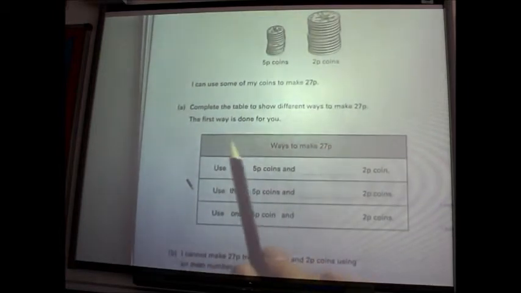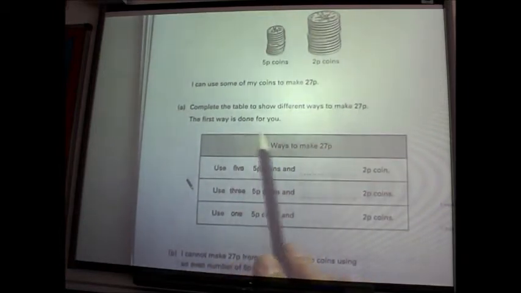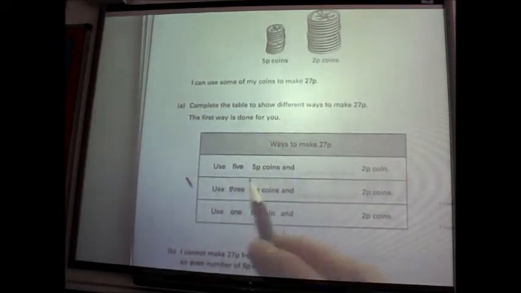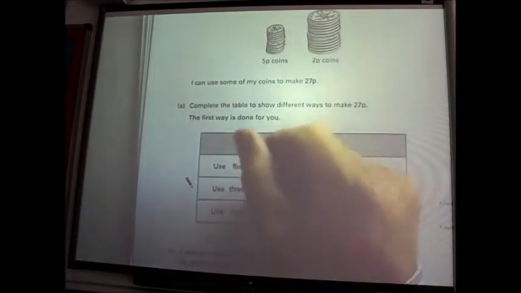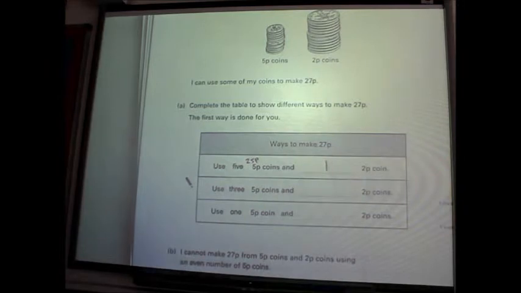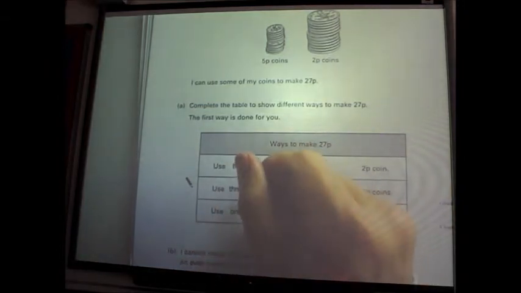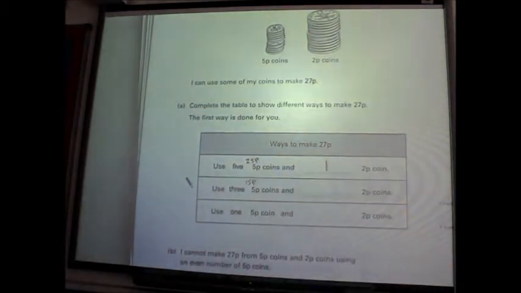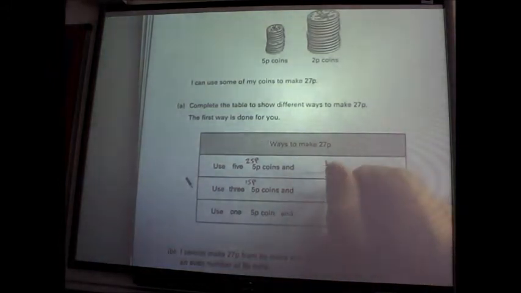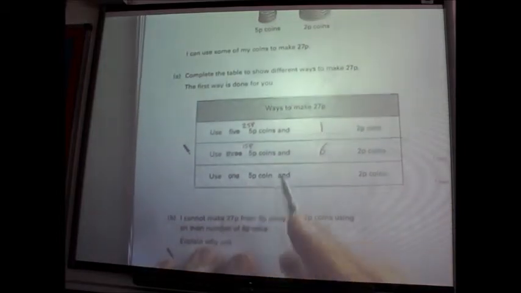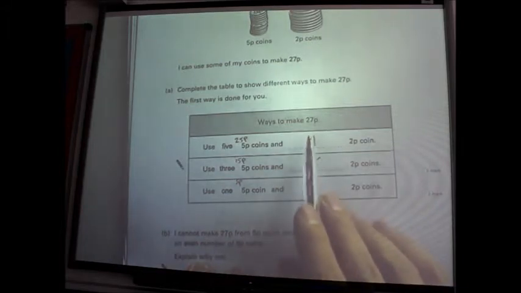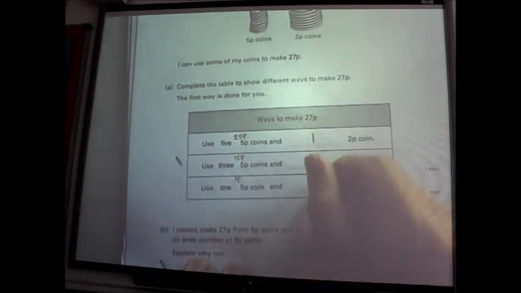The first way is done for you. So use 5 5p coins. In your head you need to be thinking, well, that's 25p. So how many 2p's do I need? Well, you need 1. 3 5p's, 3 5s are 15, that's 15p, and you need to add 12p. How many 2p's are in 12p? 6. Use 1 5p coin, so that's 5p. So that brings it down to 22p you need, so you need 11 2p coins.